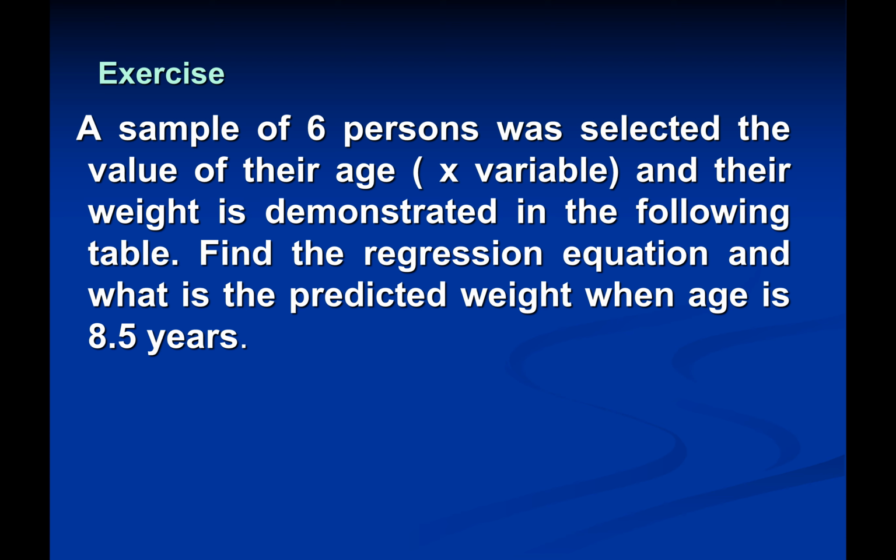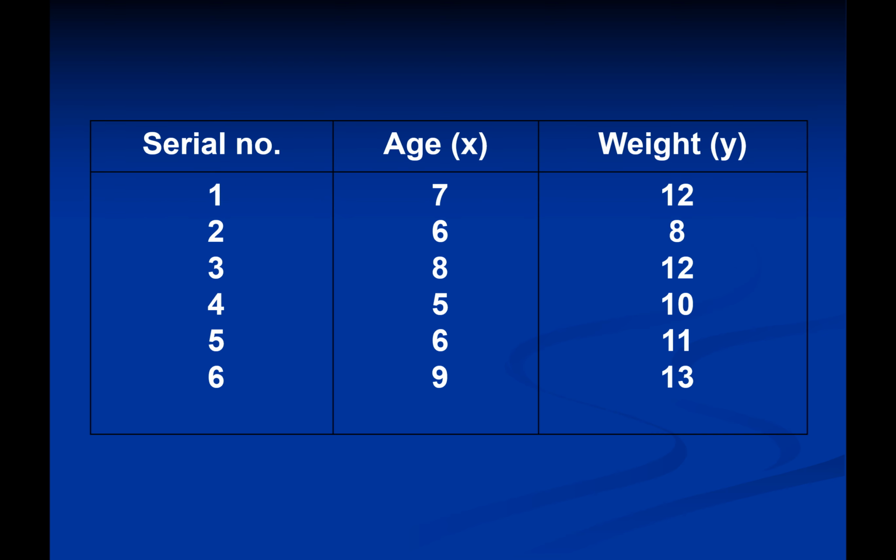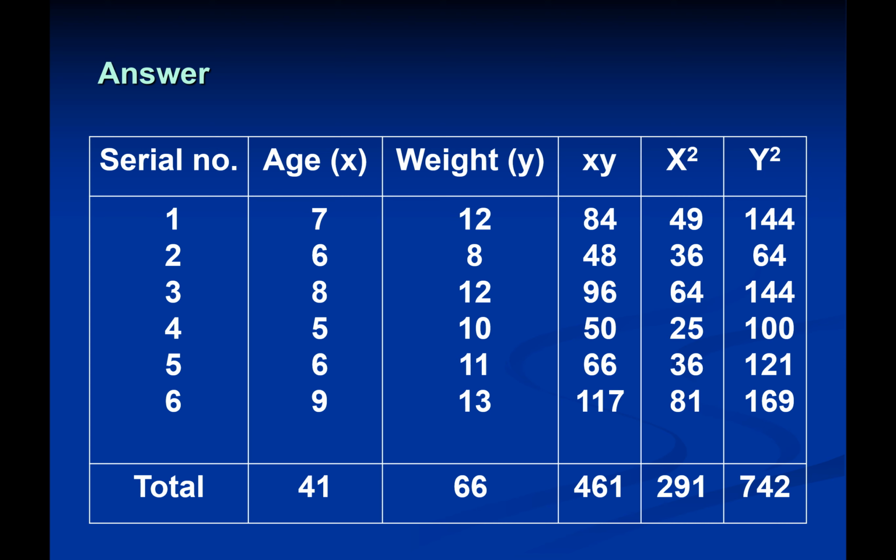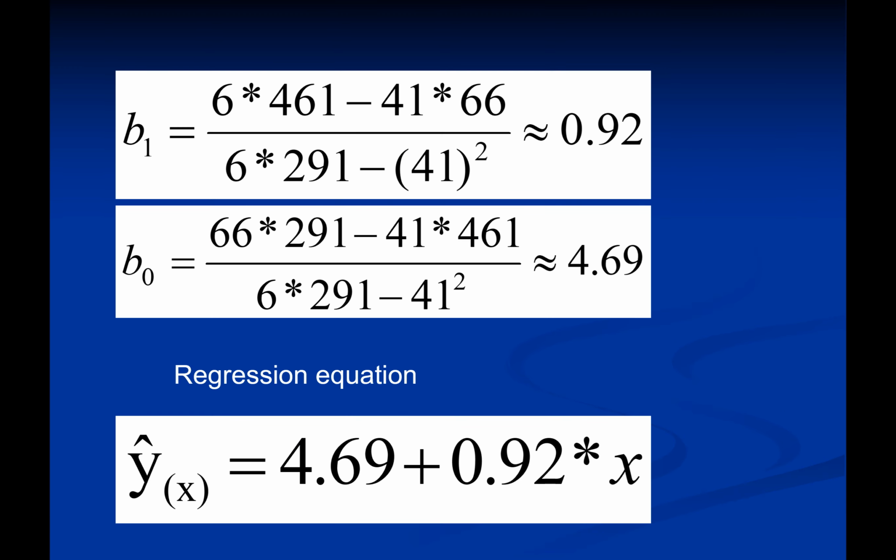A sample of 6 persons was selected. The values of the age, x variable, and the weight are shown in the following table. Find the regression equation, and what is the predicted weight when the age is 8.5 years? We're still using the same data set, x values and y values. Then we come up with all these different totals: total of x, total of y, total of xy, total of x squared, total of y squared.